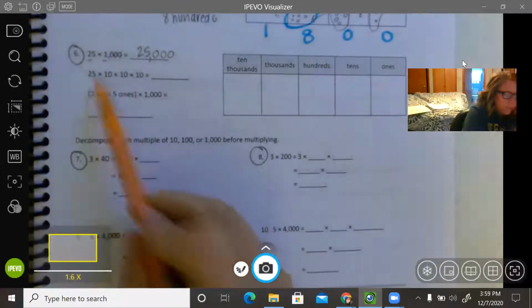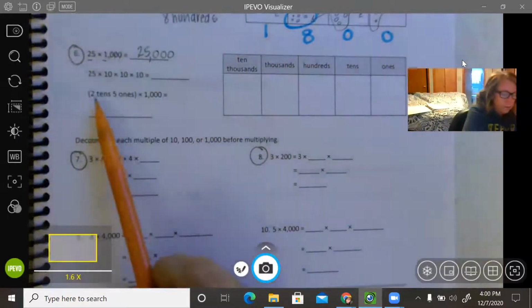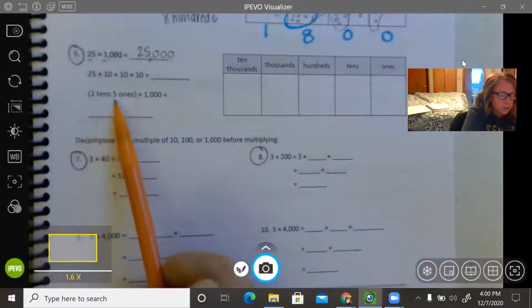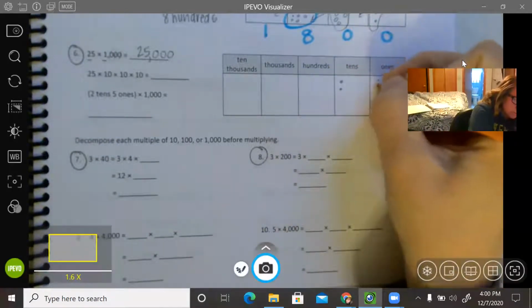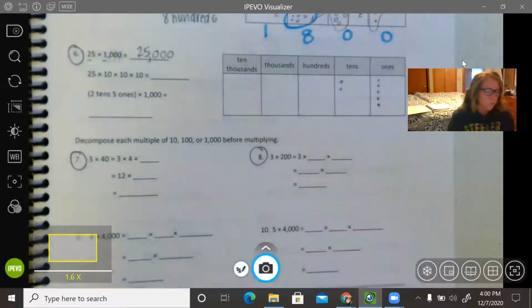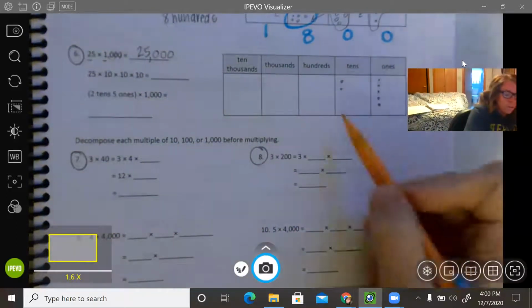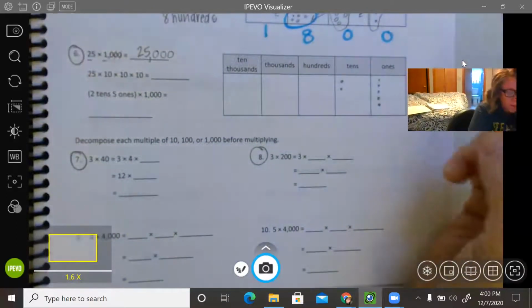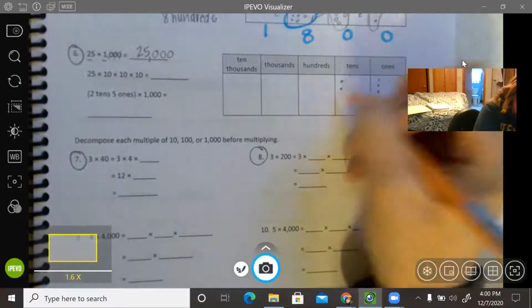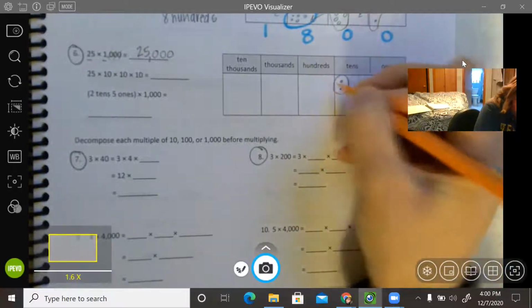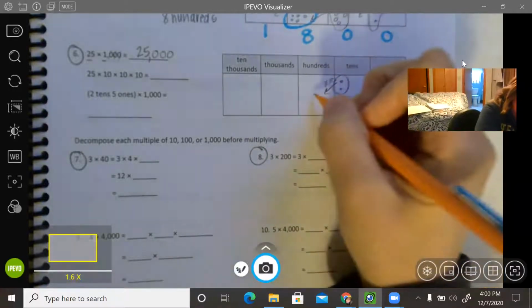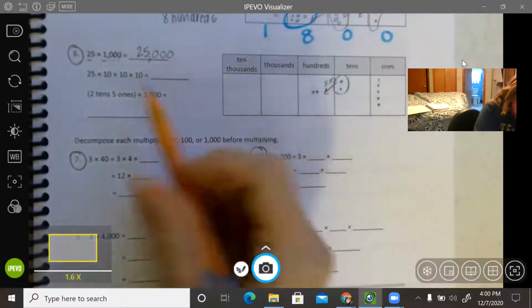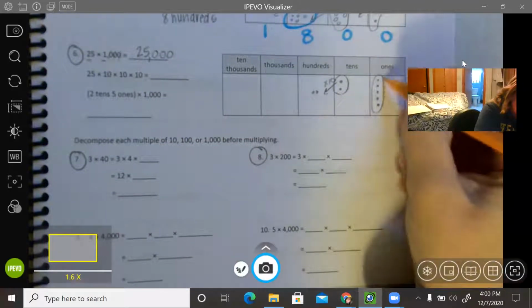So now we're going to take our 25, and we've decomposed it into 2 tens and 5 ones. So here's my 2 tens and my 5 ones. My first step is going to be to multiply my tens by 10. So they go here, and my ones by 10.